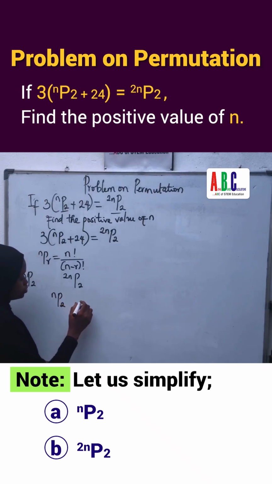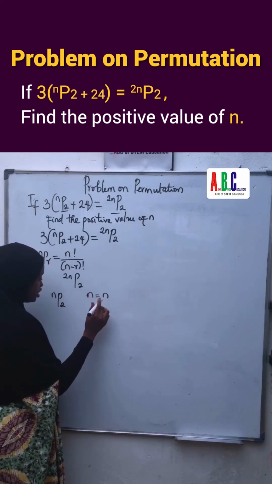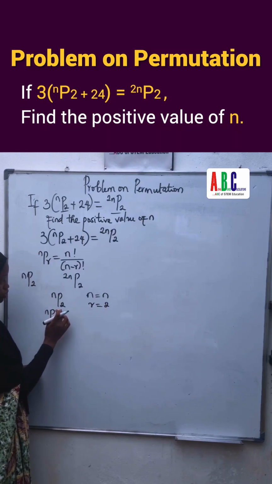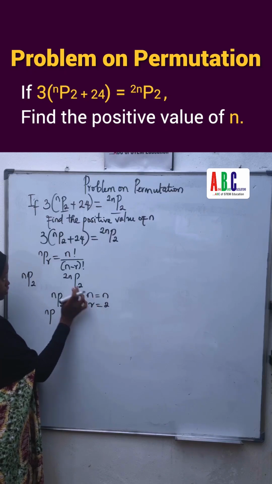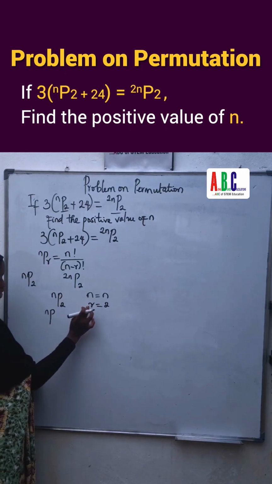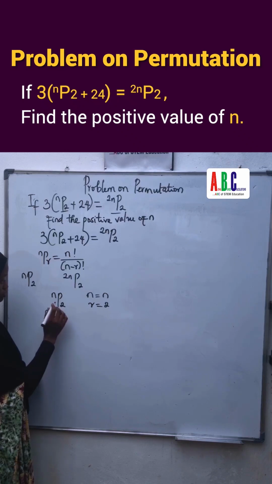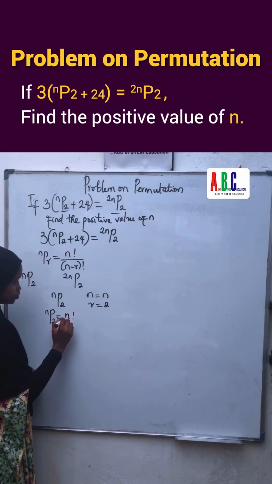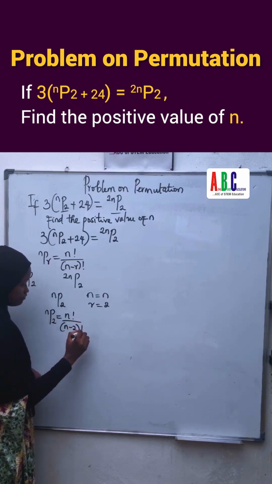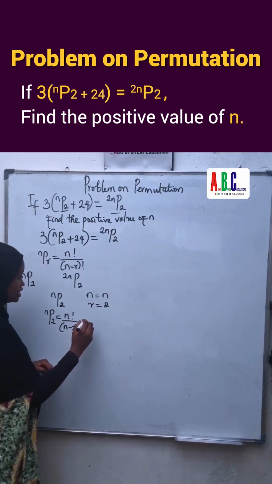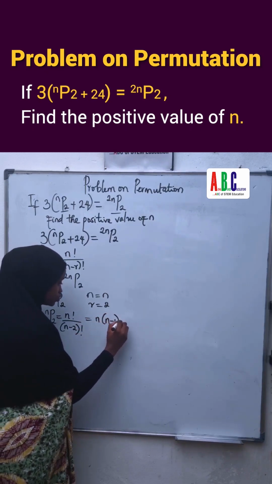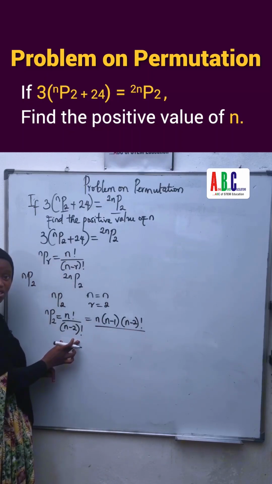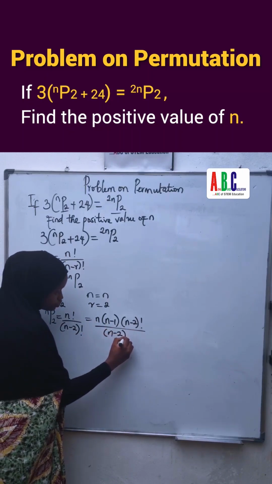For n permutation 2, in this case, the value of n is still n, while the value of r is equal to 2. So n permutation 2 is equal to n factorial over (n minus 2) factorial. Okay, so n factorial here is the same thing as n(n minus 1)(n minus 2) factorial, all over what we have at the denominator, which is (n minus 2) factorial.